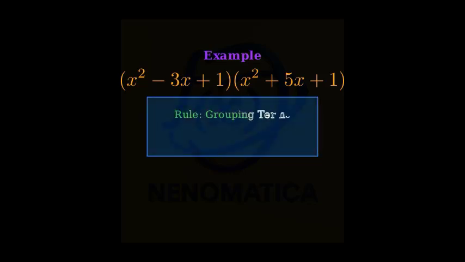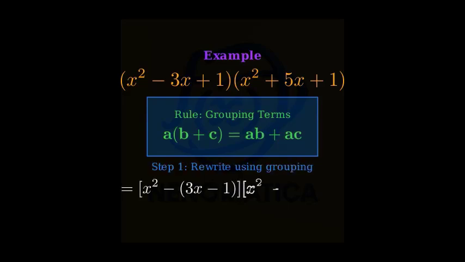Let's look at our example. We need to find the product of x squared minus 3x plus 1 times x squared plus 5x plus 1. We'll solve this step by step based on the algorithm shown. Our first step is to rewrite the expression. We'll keep the first binomial as x squared minus 3x plus 1, but we'll rewrite the second binomial as x squared plus the quantity 5x plus 1 in parentheses.